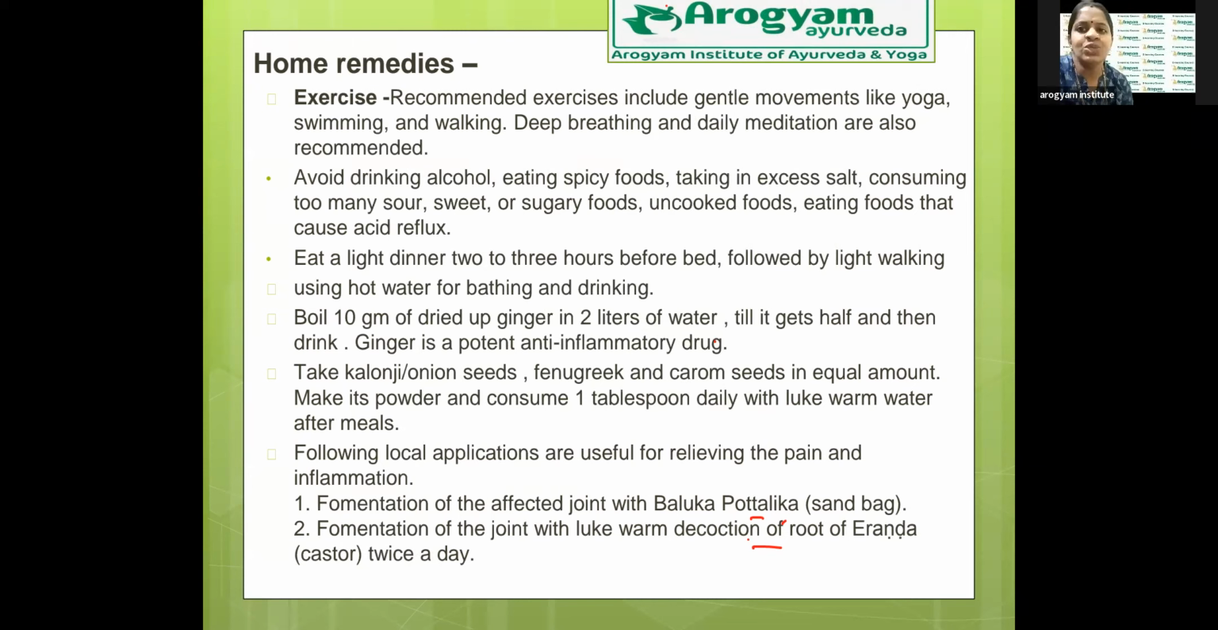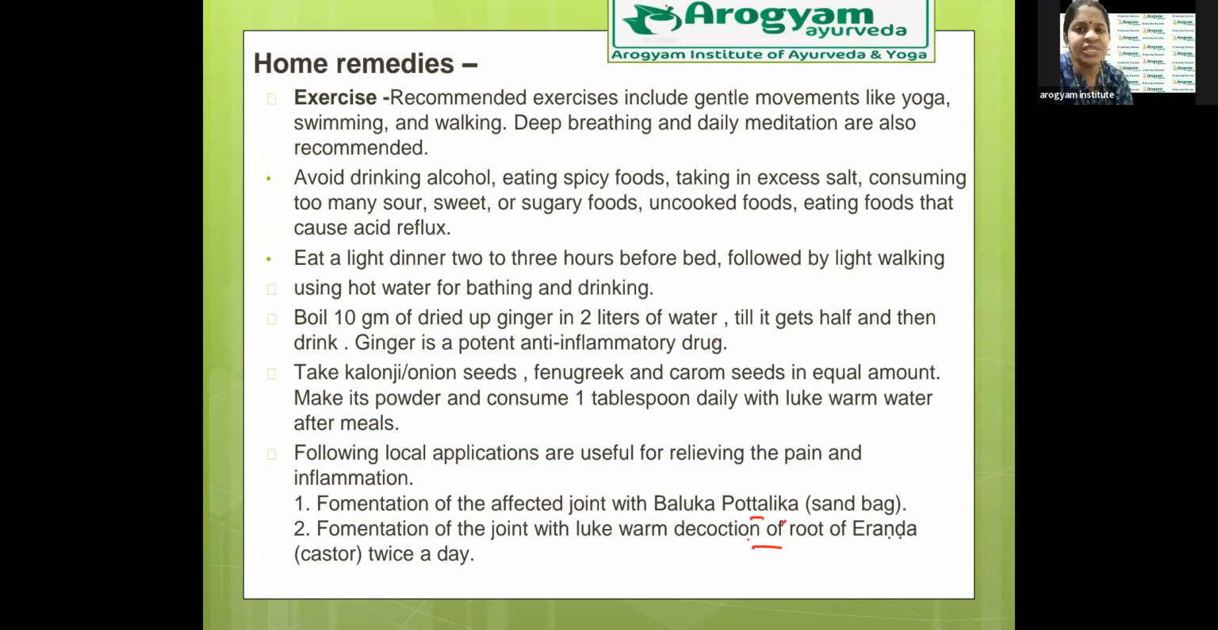Eat a light dinner 2 or 3 hours before bed, followed by light walking, using hot water for bathing and drinking. Boil 10 grams of dried ginger in 2 liters of water till it reduces to half, and then drink. Ginger is a very potent anti-inflammatory drug.